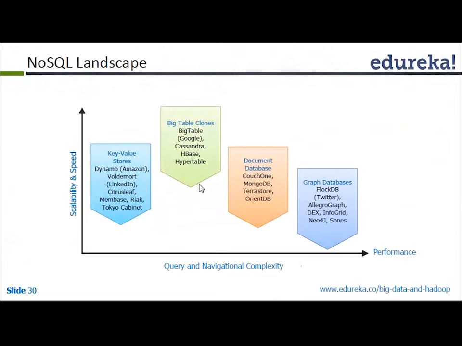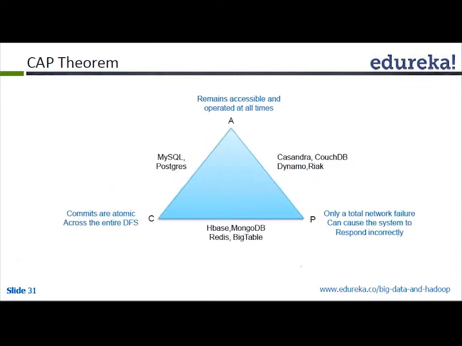So different categories of NoSQL is what we are having, and we are showing you the metrics wherein we are talking about scalability and speed. If you talk about scalability and speed, your big table clones are the best. But if you talk about query and navigational complexity, graph databases are the most complex, whereas key value stores are the fastest. So let me let you know how this actually happens. This is the way the NoSQL landscape would look.